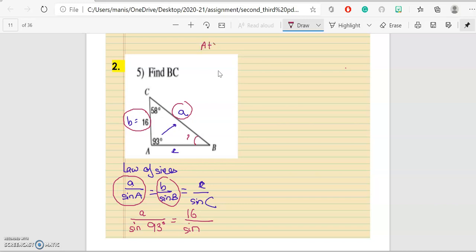Triangle sum property, A plus B plus C is equal to 180 degrees. So we will substitute the value of A, which is 93 degrees. Value of B, I don't know. Value of C is what? 58 degrees equal to 180. You have to add these two numbers and subtract from 180. So B is equal to what? I will use my calculator for this.